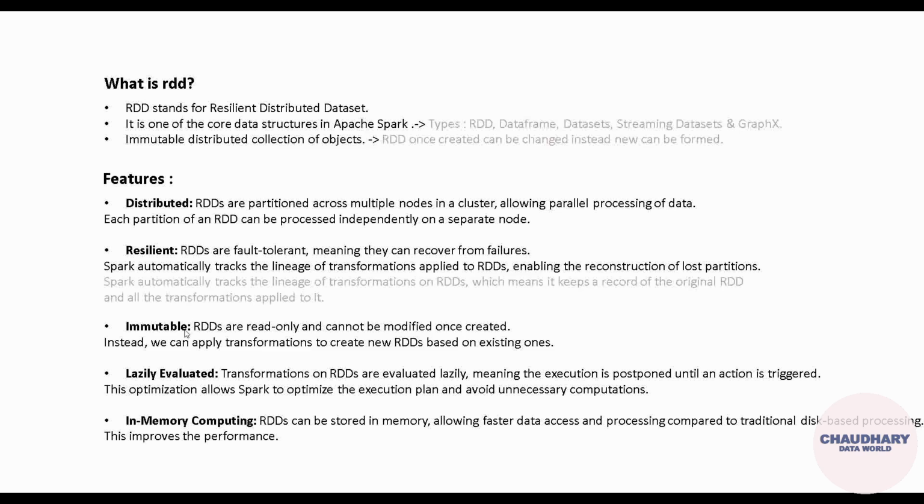Of course, that's the only thing it is doing in RDD. Moving ahead with immutable: it is read only and cannot be modified once created. Instead, we can apply transformations to create an RDD based on an existing one. The same thing I mentioned: in the Databricks portal we saw that we took the RDD into one variable. That variable can't be changed. You need to create a new variable, which implies that you are creating a new RDD. So whatever transformation you want to make, you will make it on a new RDD, not on the previous RDD.